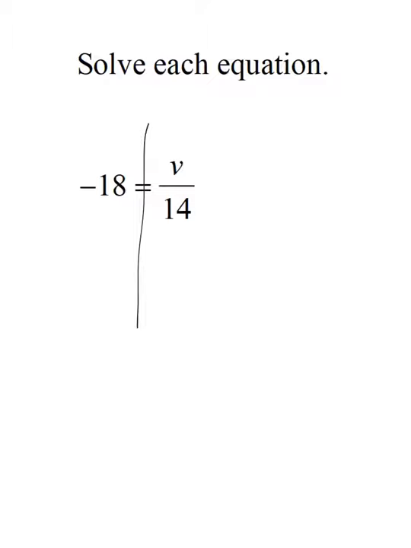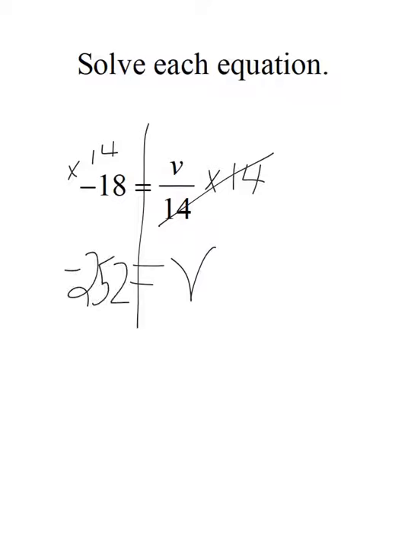So I think, what's happening to v? It's being divided by 14, so I think what is the opposite of that, which is times 14. If I multiply each side by 14, I'm going to have my answer because these 14s on the right-hand side will cancel out, telling me what v is going to be equal to. So 14 times negative 18 is going to be negative 252. So my answer for v is negative 252.